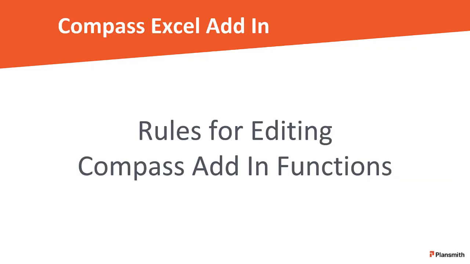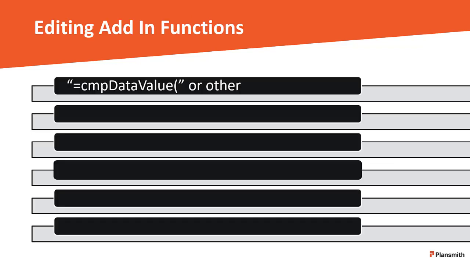But before we look at these great shortcuts and some other valuable data functions, let's review the rules for manually editing the Compass data value function. First of all, the formula will always start with the function name. In this case, it's equal CMP data value, open parentheses. Secondly, remember that the arguments must be included in the correct order, and you must use the full number of arguments required by the particular functions.